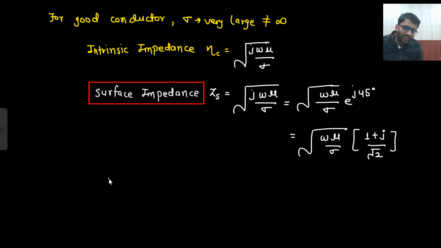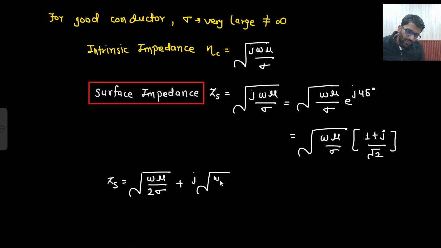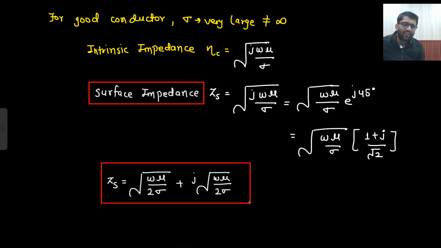So this is your surface impedance. Multiplying by 1 by root 2, I get root of omega mu upon 2 sigma plus j root of omega mu upon 2 sigma. So this surface impedance has two parts. This is the resistive part.